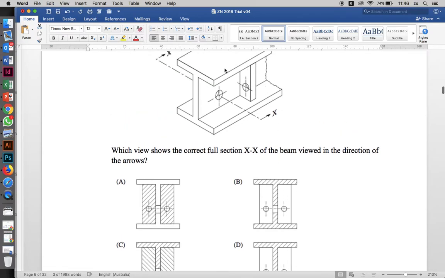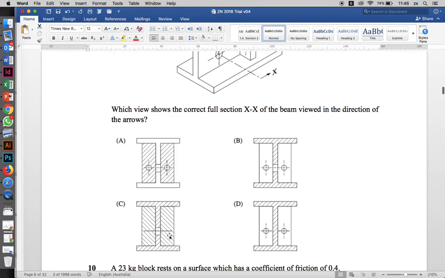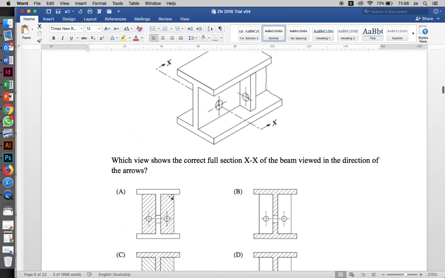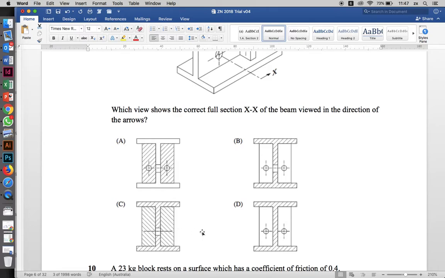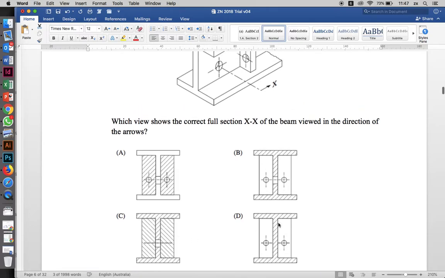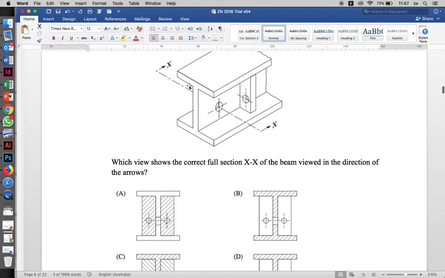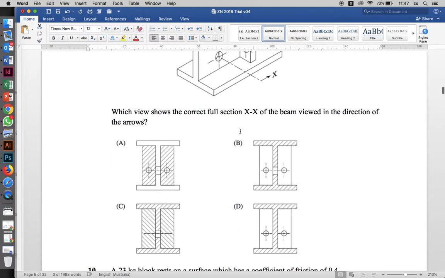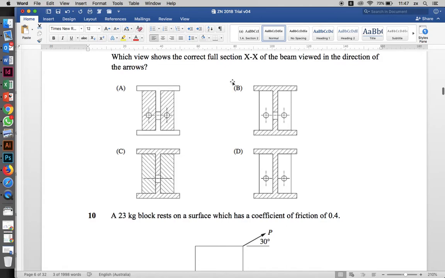If we were cutting through the webbing, this one would still be wrong because there's a hole that we should be able to see. But there's no reason that this one could be right. This one, D, could be right if we were looking at this face, if we were looking earlier into the piece, or ideally if we were looking at it after the hole, a little bit further than the line X. So B is the correct answer.